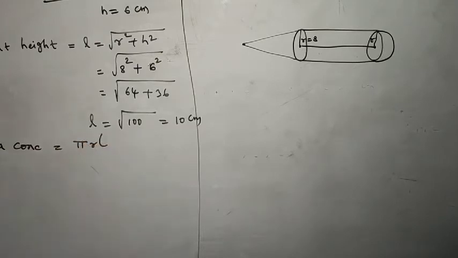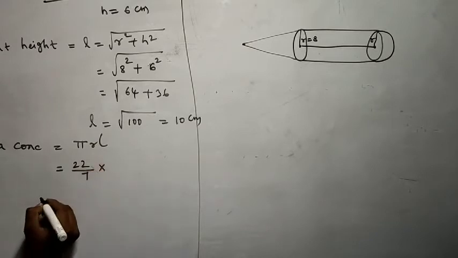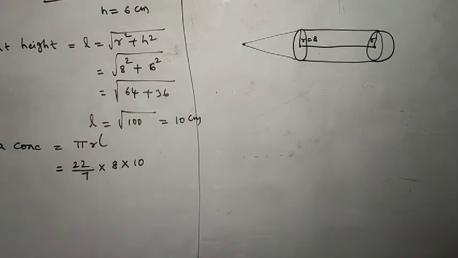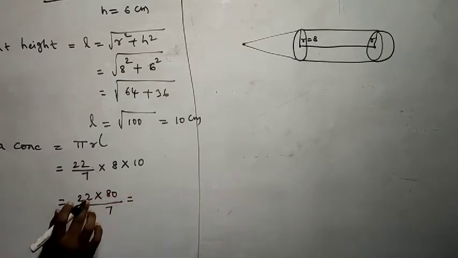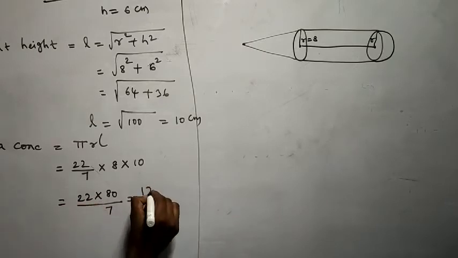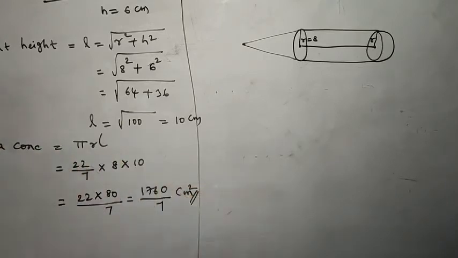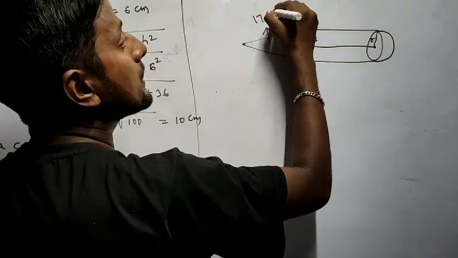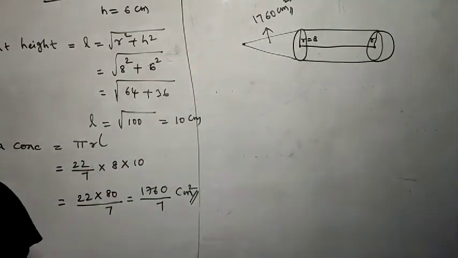CSA of a cone formula is pi R L. Simple. So pi value I can write 22 by 7, R value 8, L value 10. So simply I'll write it as 22 into 80 by 7, that is 1760 by 7 centimeter square. So that is the cone. The cone value I got is 1760 by 7 centimeter square.